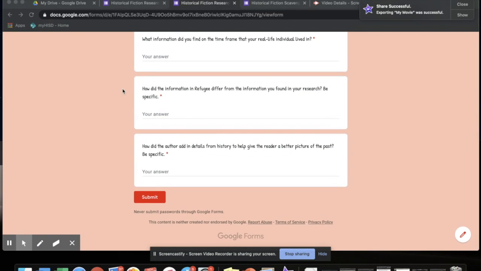And then last but not least, how did the author add in details from history to help give the reader a better picture of the past? And that is to help them bring out that knowledge of how the author researched this material before writing the text.